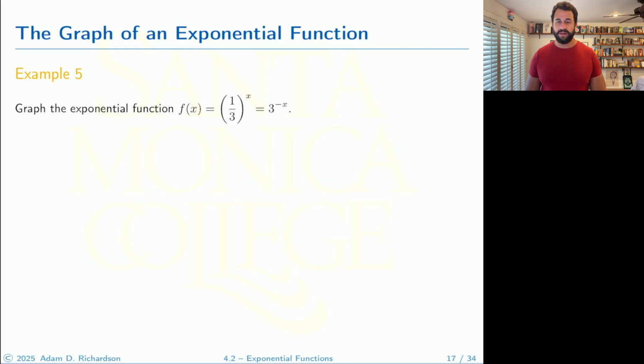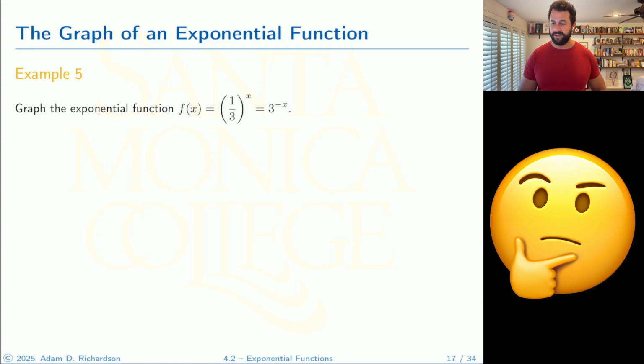Okay, now let's flip things around a tiny bit. I want you to try to graph this one now. So this is the graph of the exponential function, I'm sorry, this is the function 1/3 to the x, which we can rewrite as 3 to the -x using properties of exponents. So try to do this one on your own. You can either plot points or you can maybe be a little clever. We'll talk about that in a minute. So think about it for a minute.